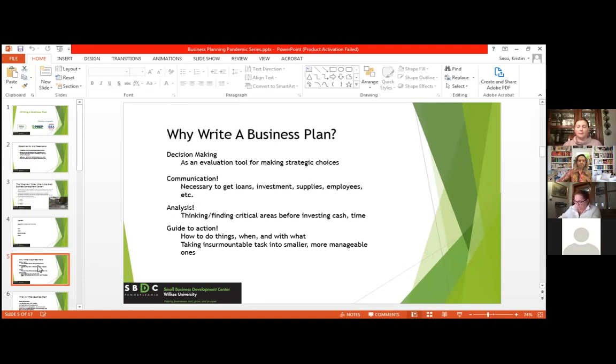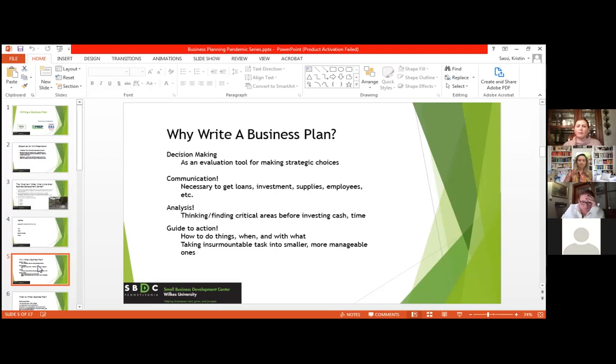Analysis. A great thing about the business plan roadmap is it's going to answer a lot of questions you may never have thought of before. And if you need financing for your business, you're going to have to develop financial projections, and you're going to have to show the bank that you could actually prove through your cash flow statements that you could repay that loan. So that is going to be another reason you're going to want to write the business plan for analysis.